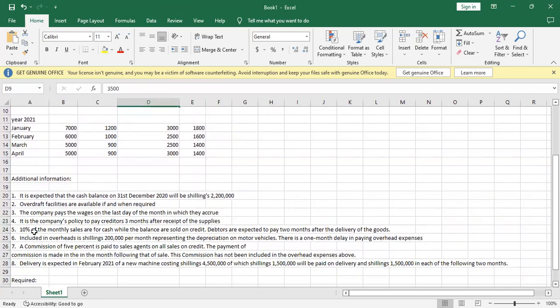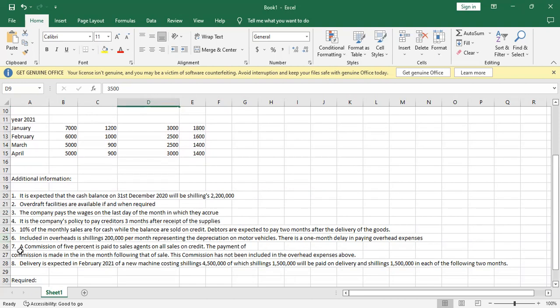Then 5: 10% of the monthly sales are for cash, while the balance are sold on credit. Debtors are expected to pay 2 months after the delivery of goods. So 10% of the sales, you'll be looking at the sales. Then number 6: included in the overheads is 200,000 per month, representing the depreciation of motor vehicles. There is a 1 month delay in paying overhead expenses. We'll be coming to that.